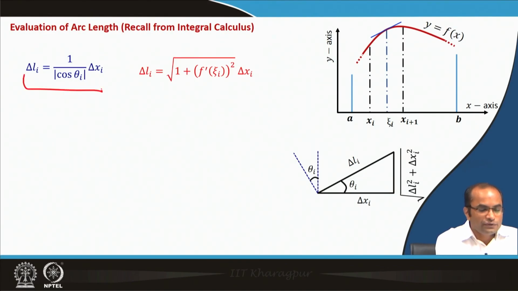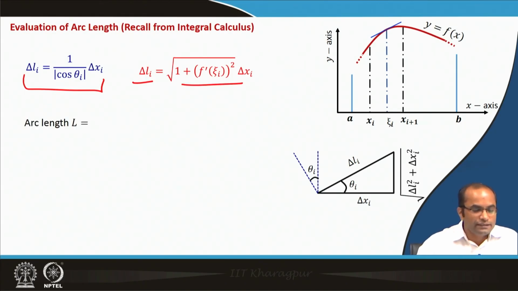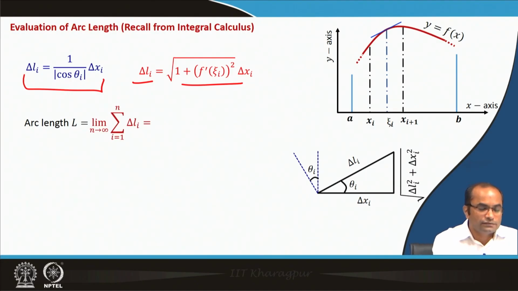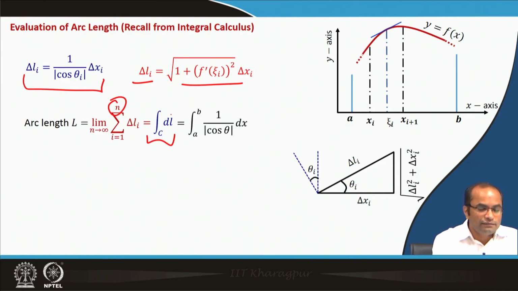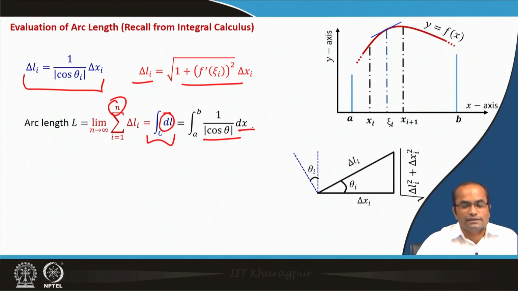Okay, so we have these two relations: delta L I can be written in terms of theta, or delta L I can be written in terms of the derivative. In either case, if you want to find the total arc length L, we have to sum these delta L I and take the limit as the pieces go to infinity or delta x goes to 0. This becomes an arc integral or line integral which can be used to evaluate the arc length. Here this differential element on the arc, we can replace by 1 over cos theta and dx.